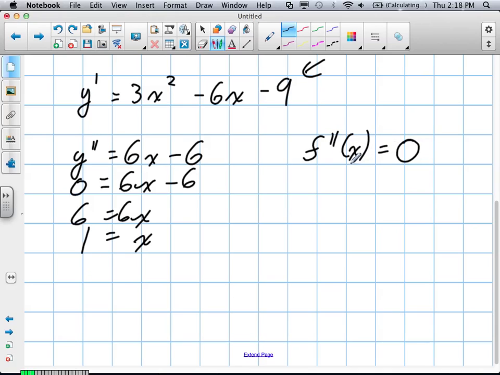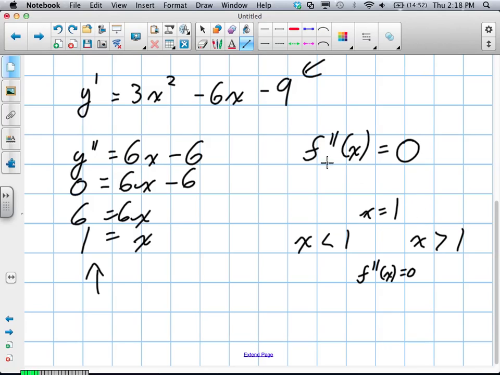X is equal to 1. So what that means is we might find an inflection point at 1. But we have to prove that it can be done. And what I mean by that is we need to find the values when x is less than 1 and when x is greater than 1. We already know when x is equal to 1, our f double prime x is equal to 0. So that's good. Okay, you can almost make a chart out of this.